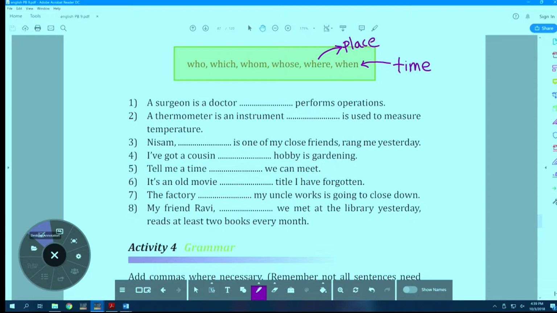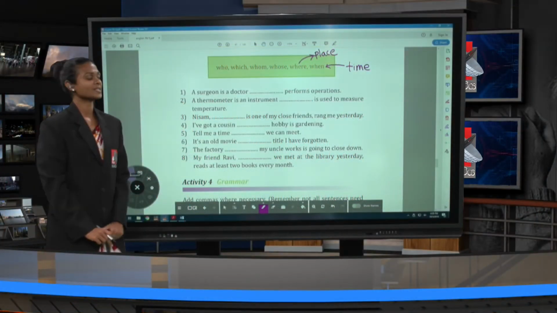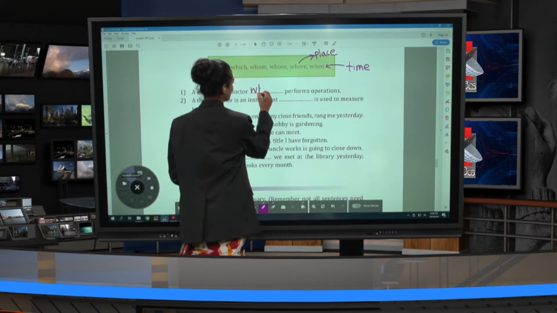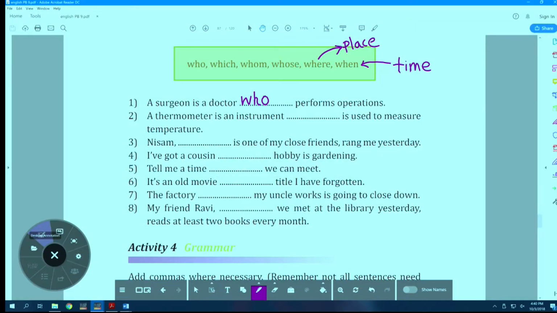Right, take the first one. A surgeon is a doctor. Yes, who performs operation? Who? A surgeon is a doctor who performs operations. Operation කරන කෙනෙක්, right? ශෛල වෛද්‍යවරයෙක් කියන්නේ.